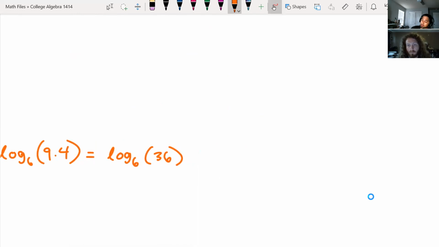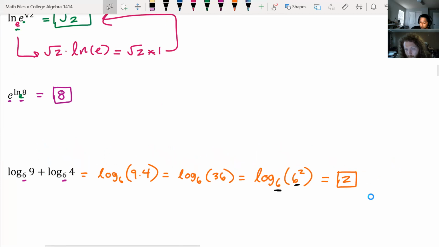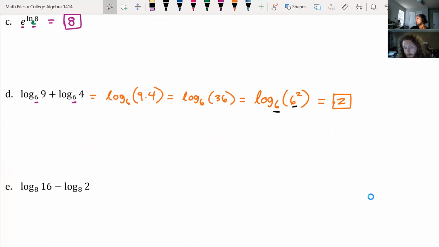36 can be rewritten as a base of 6. So you get log base 6 of 6 squared. Now we have that property where the base of the log matches the number inside the log. They will cancel and leave us with 2.